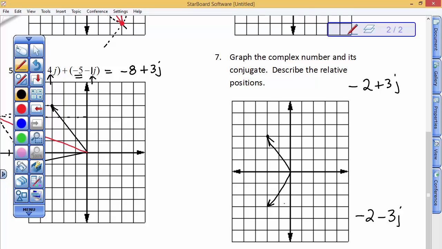Just kind of interesting. Not a big deal, but this conjugate thing is a very interesting topic, and in terms of multiplication in rectangular form, very, very useful, and division, excuse me.